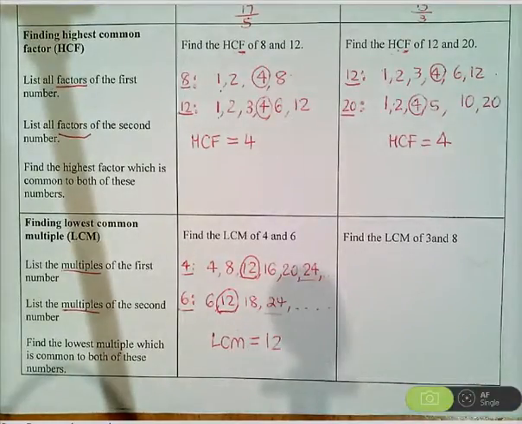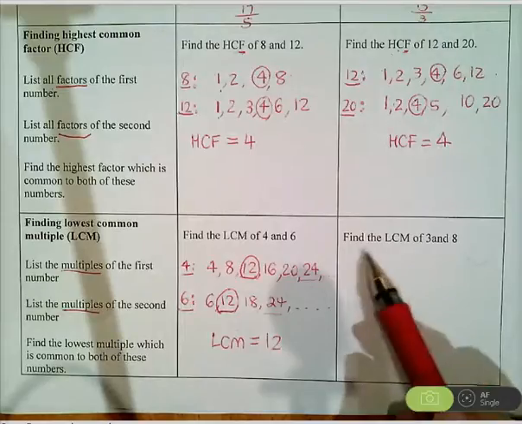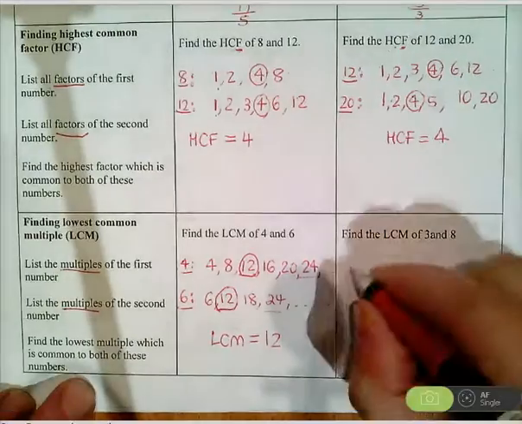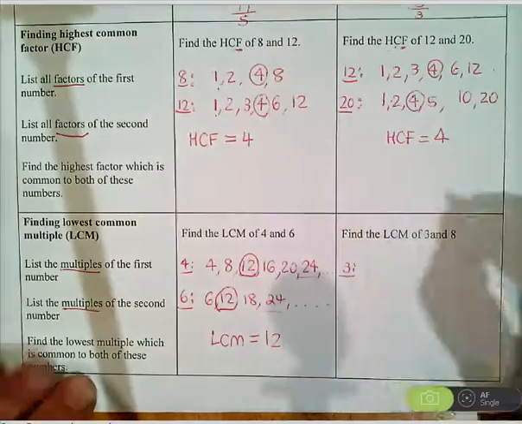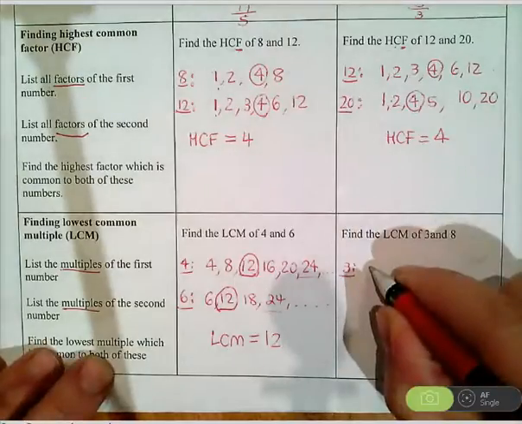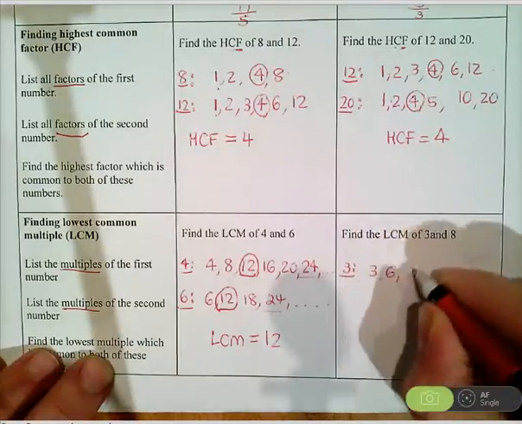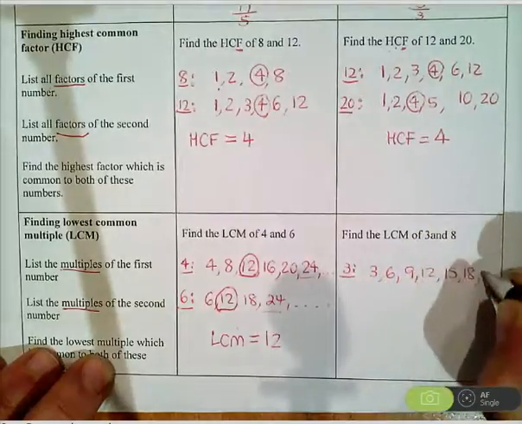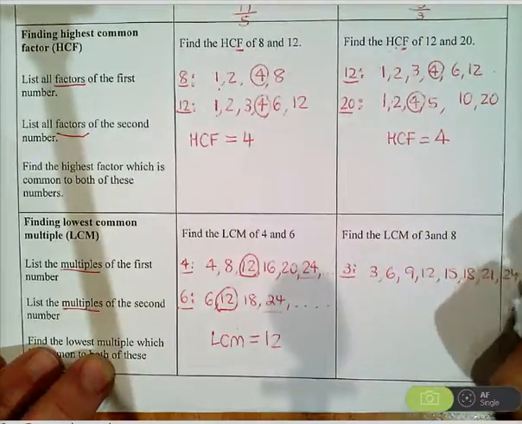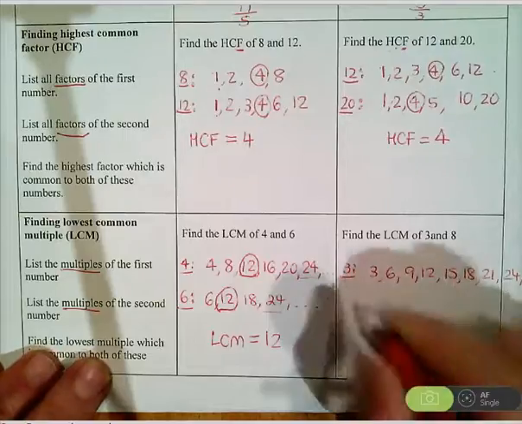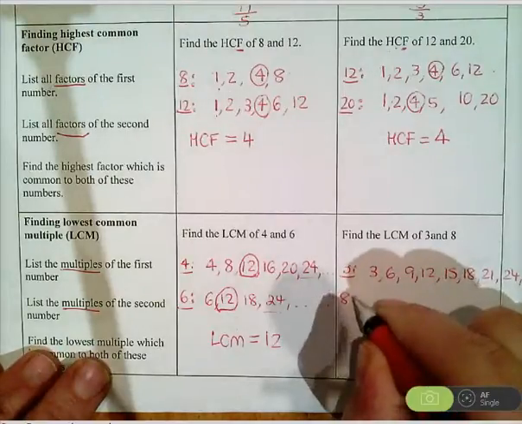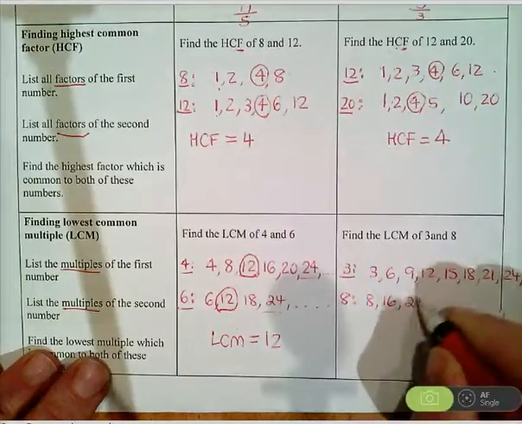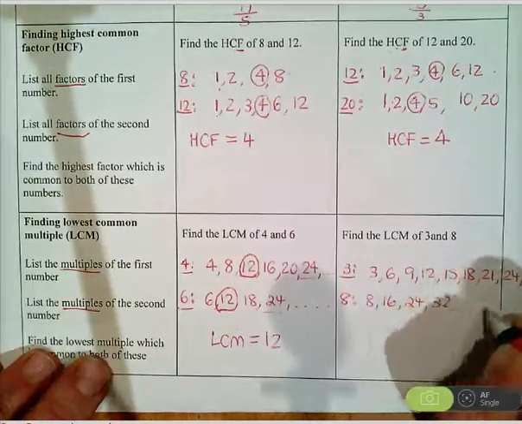Okay, please pause the video and attempt this question here. Find the lowest common multiple of 3 and 8. Okay, following the first step, we list the multiples of 3. So we just keep adding 3. 3, 6, 9, 12, 15, 18, 21, 24. I think I'll stop there. Okay, and the multiples of 8 are 8, 16, 24, 32, and I'm going to stop there because I've found one that's in common.